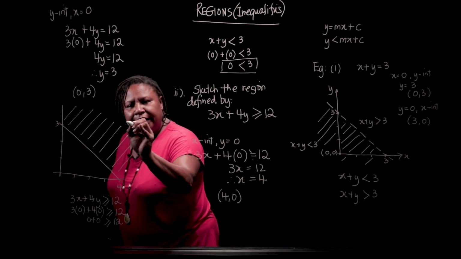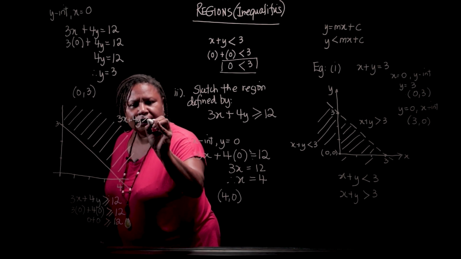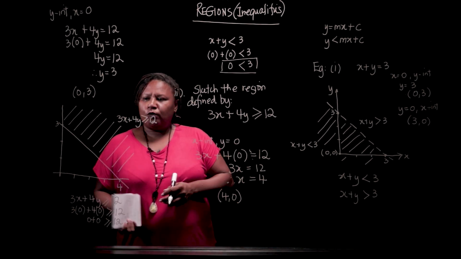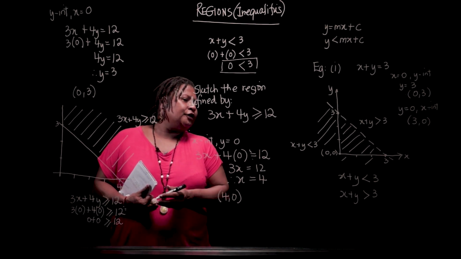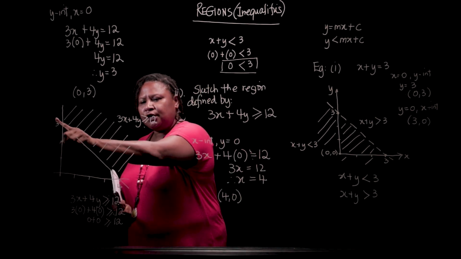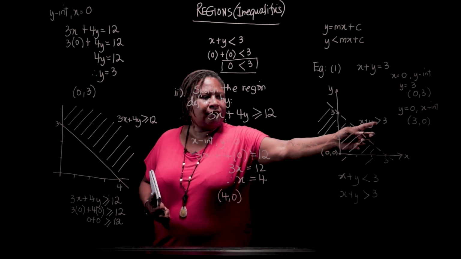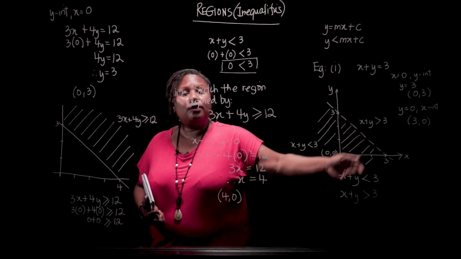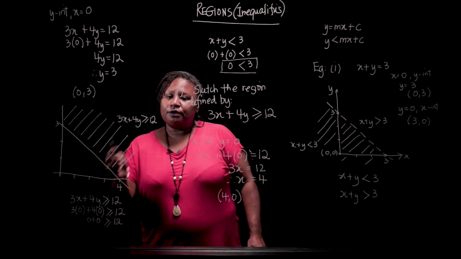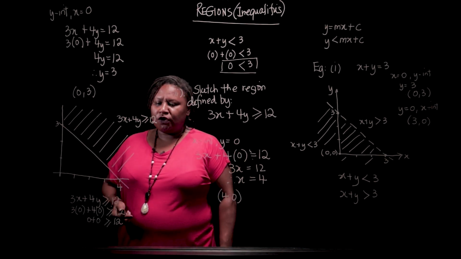We have 3x plus 4y greater than or equal to 12. One thing you need to realize here is the use of the dotted line versus the solid line. We use the dotted line when we have simply greater than or less than. Where we have greater than or equal to or less than or equal to, we use a straight line that is not dotted.